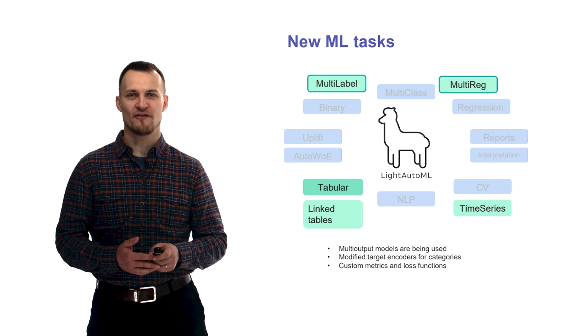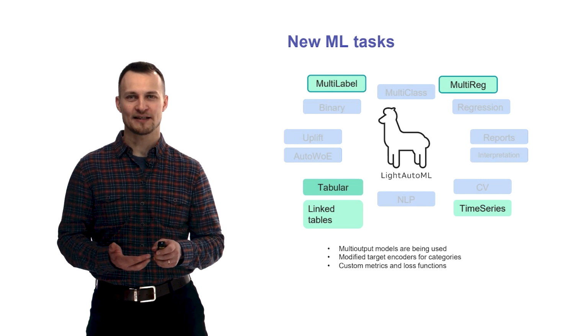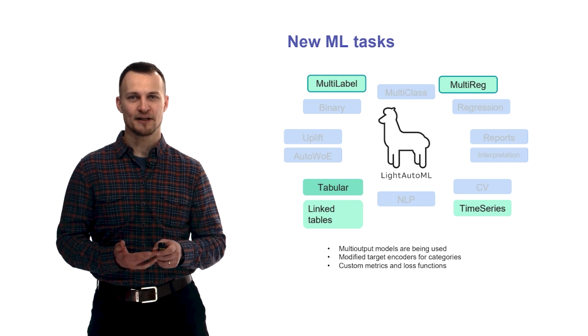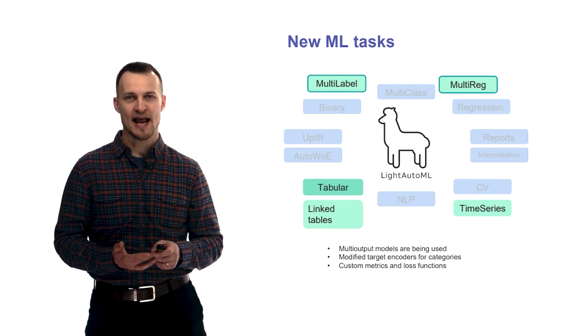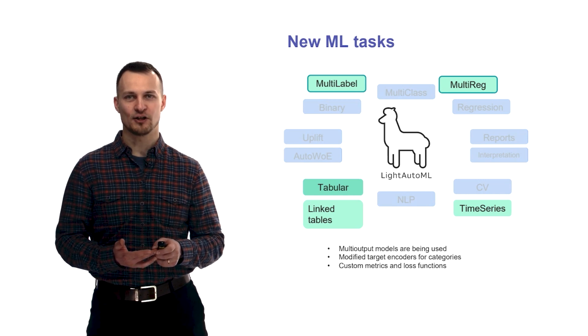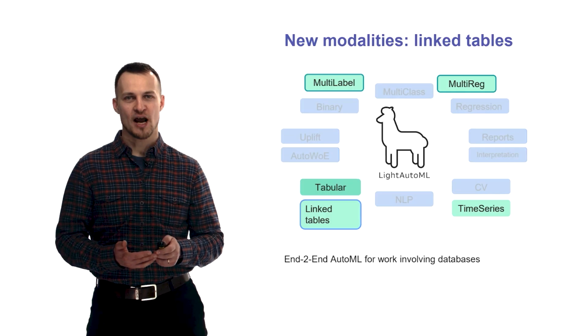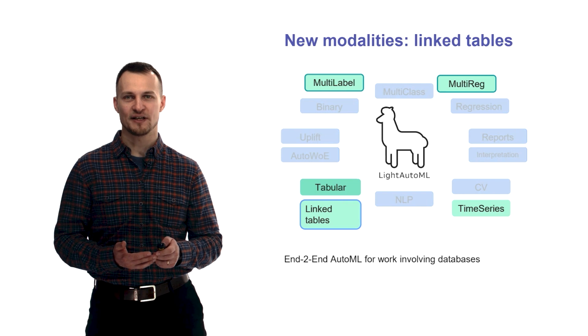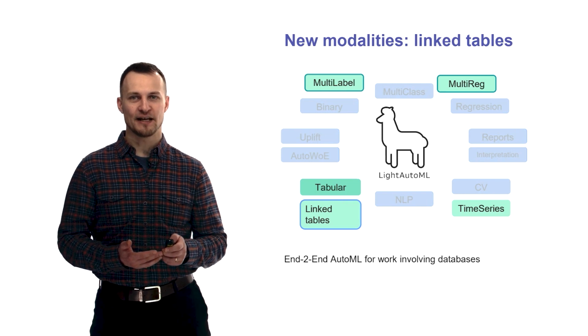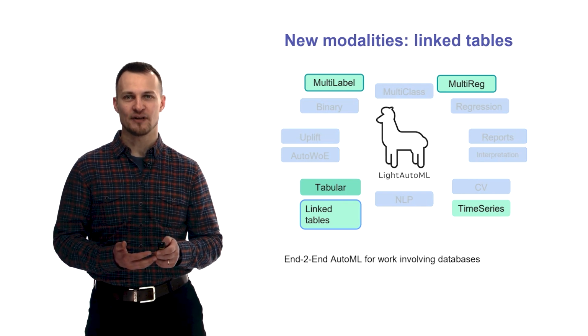We have expanded the functionality of LAMA with multi-label and multi-output tasks. Now they have full support inside the preset, including new pipeline models and modified target encoders, as well as their own metrics and losses. In addition, we have expanded support for input data types for solving machine learning tasks. Recently, new modalities have been added to LAMA.